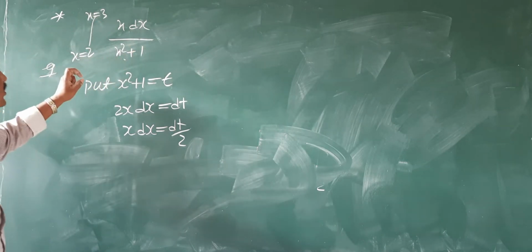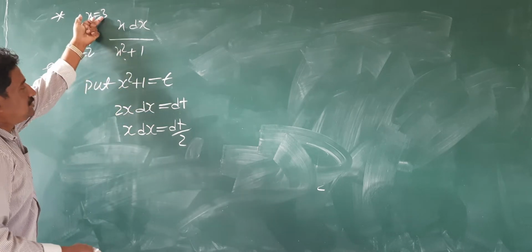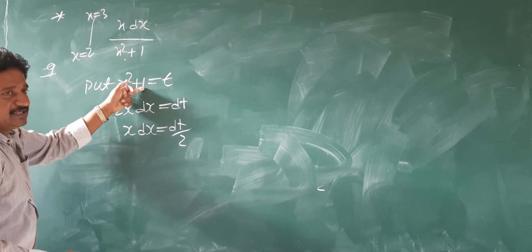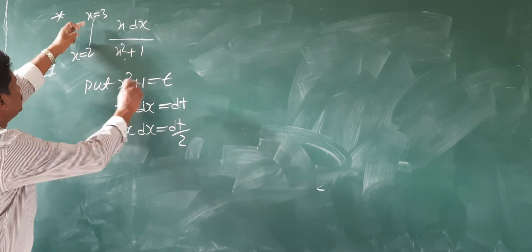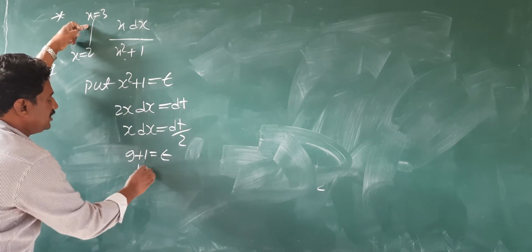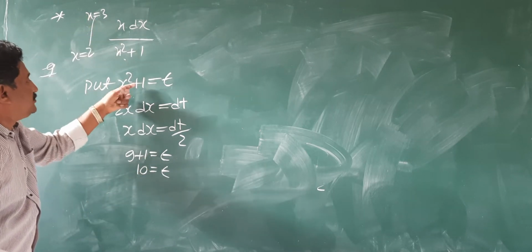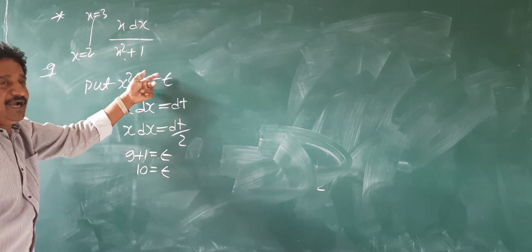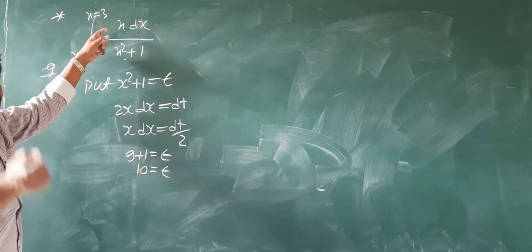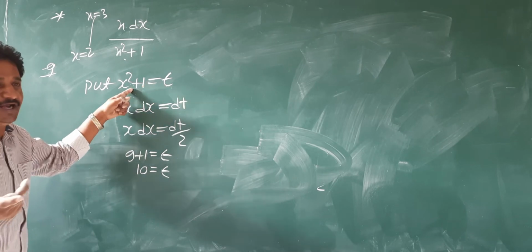How to change? Look at this. Put this upper limit in this. Put this upper x value in this. So how much is it? 3 square, 9 plus 1 is equal to t, 10 is equal to t. If I substitute the upper x value in this, I am going to get the upper t value. If I substitute the lower x value in this, I am going to get the lower t value.